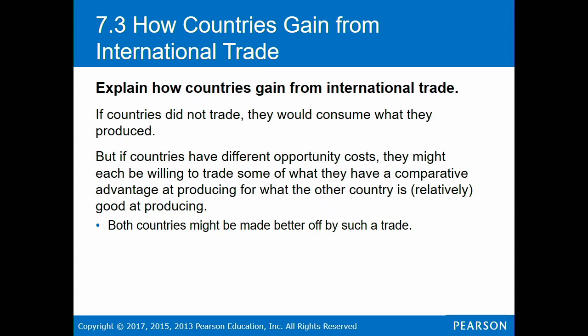So if countries have different opportunity costs, they'll be willing to trade some of what they have a comparative advantage of producing, for what the other country is relatively good at producing. And in most situations, countries can make themselves better off from trading like this.